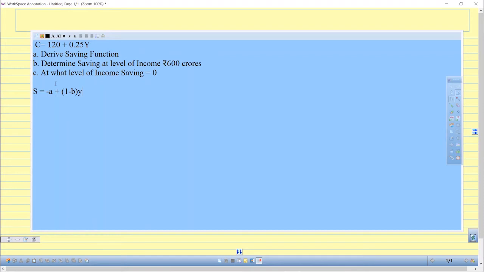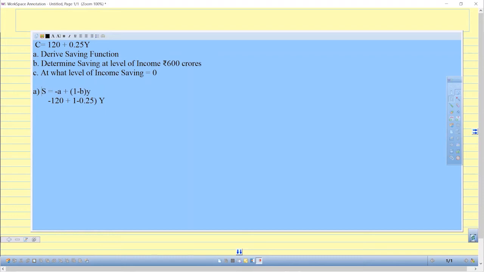We know that a stands for autonomous consumption, b is MPC, and y is the income. So look at the consumption function and try to find out how much is a. A is equal to 120, so I will put minus 120 plus 1 minus b, where b stands for MPC, the marginal propensity to consume. How much is it? It is 0.25. I'll close the bracket and write y. So this is the saving function. First part is over. We derived the saving function from the given consumption function.